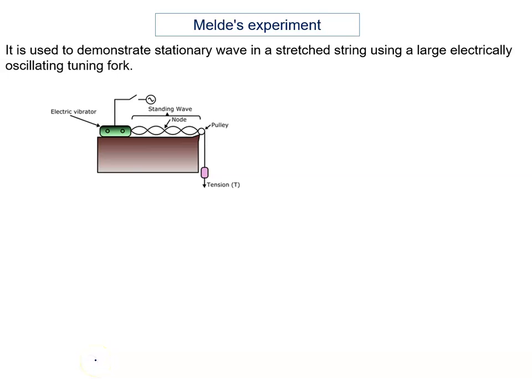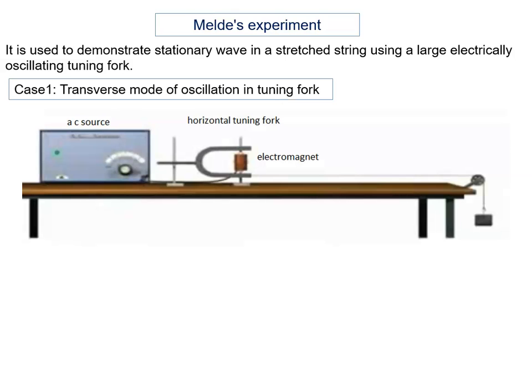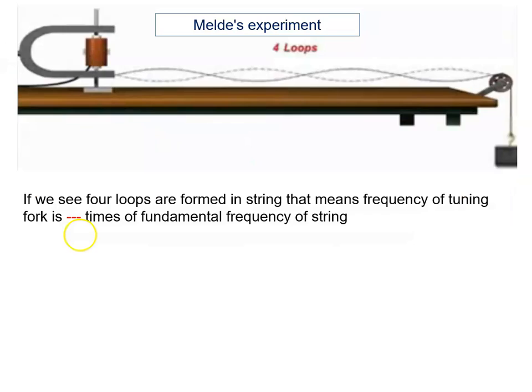Melde's experiment. It is used to demonstrate a stationary wave in a stressed string using a large electrically oscillating tuning fork. There are two situations. First situation, when there is transverse mode of oscillation in tuning fork. If we see 4 loops are formed in a string, that means frequency of tuning fork is 4 times the fundamental frequency of a string.